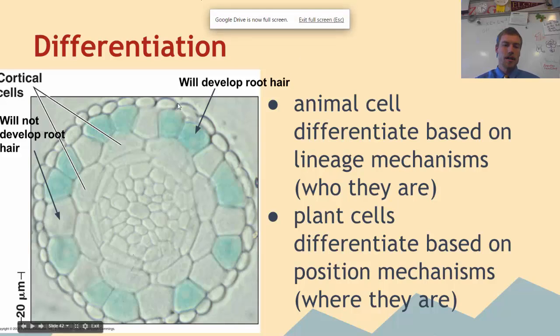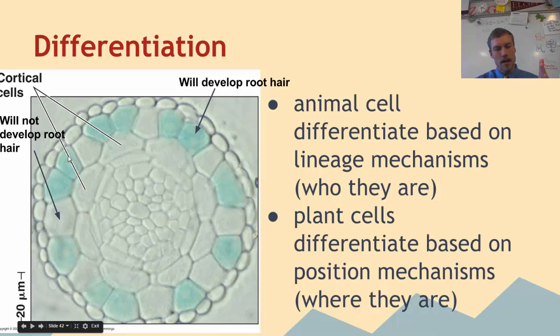So for example, the cells that are blue here, they're expressing a particular gene, and those are going to develop into a root hair because of their location, whereas the other cells around the outside are not going to develop the root hair simply because of their location. It's not that they were predestined to before they actually got into that position.